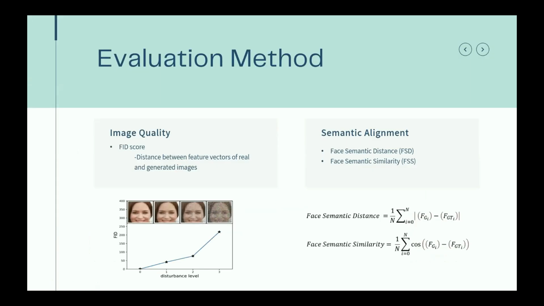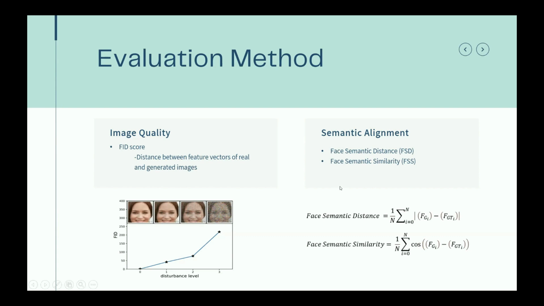We need to evaluate both the image quality and the semantic alignment, like I said before. To measure the image quality, we used the FID score, which again is a very popular GAN evaluation metric. It measures the distance between the feature vectors of the real and generated images by calculating the mean and covariance of the activations extracted through a model like Inception V3. And the lower the FID score, the better and more realistic the images are.